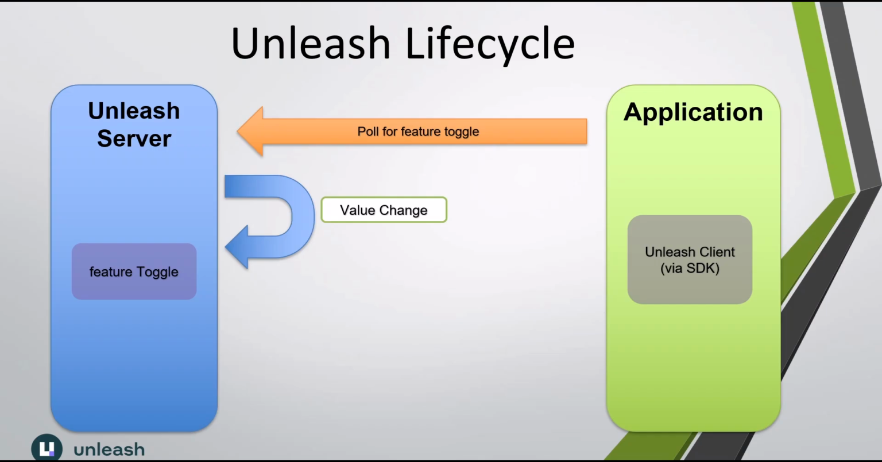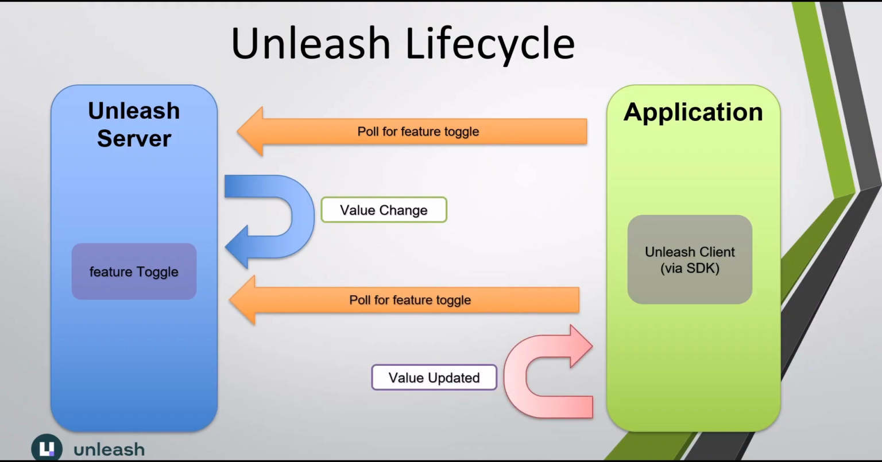So when the flag is updated in the server, the client receives the update on the next sync and immediately switches the behavior. So this is the entire flow. You can use the server to basically enable and disable the toggle during runtime. So let me quickly show you a short demo.